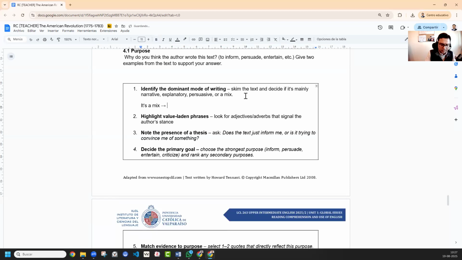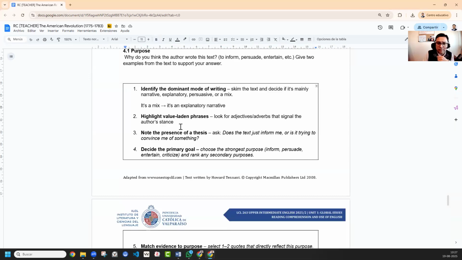So it's an explanatory narrative. So we can see this in the frequent use of the past to narrate the events. Also, the way that they are explained with names, events, specific dates, causes, consequences, etc.